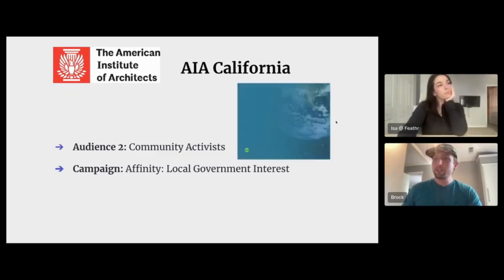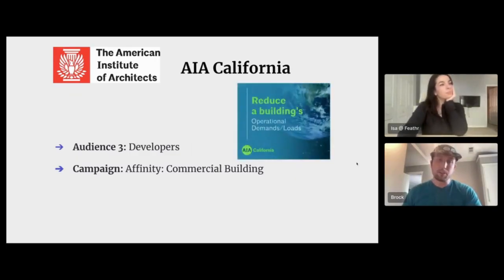The third audience that we were trying to target is commercial developers, like building developers.